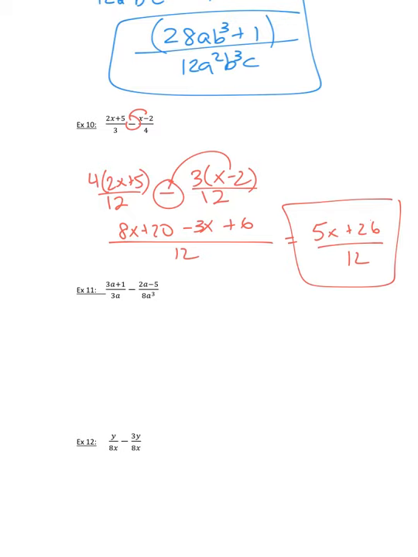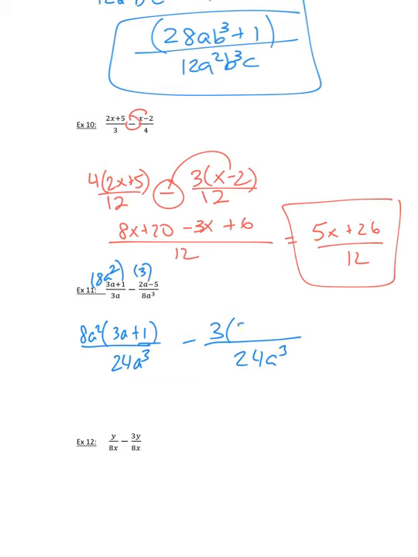And continuing with these types of examples now, another one similar to this. My LCM would be 24, and then I would need a cubed. So I'm going to set up my two fractions with 24a cubed. The first fraction needs to get multiplied by 8a squared. So I have 8a squared distributing into 3a plus 1. And the second one needs to just get multiplied by 3. So this would be 3 times 2a minus 5.